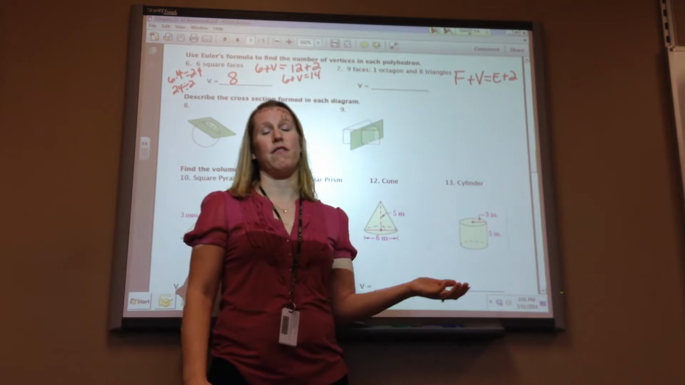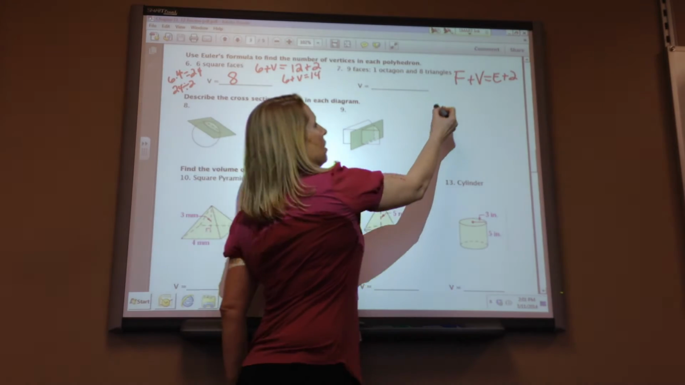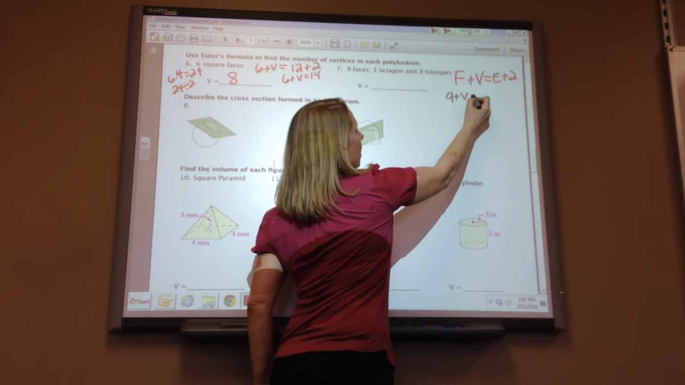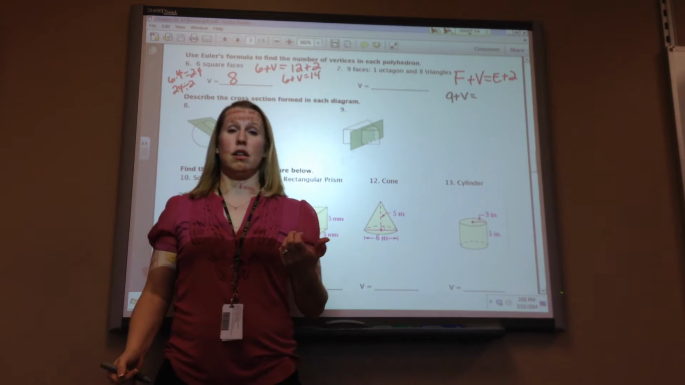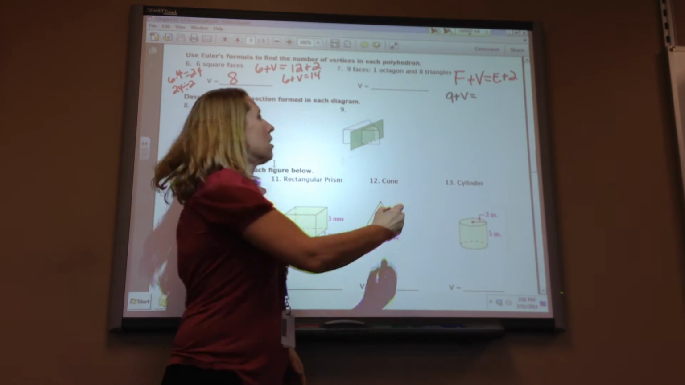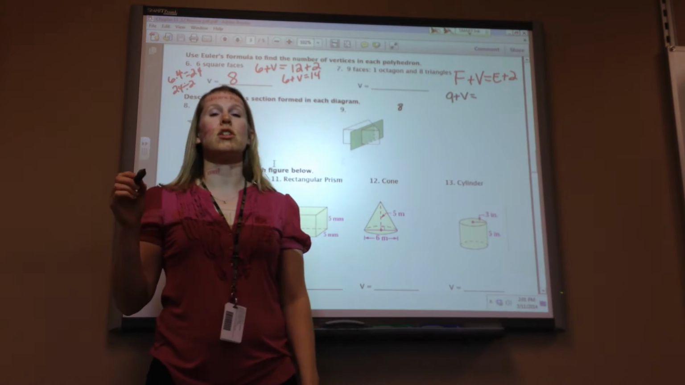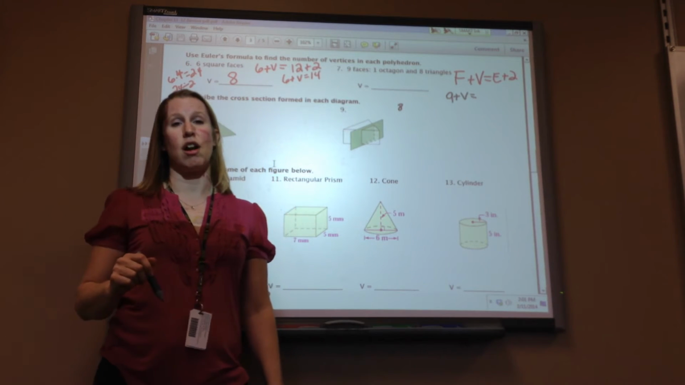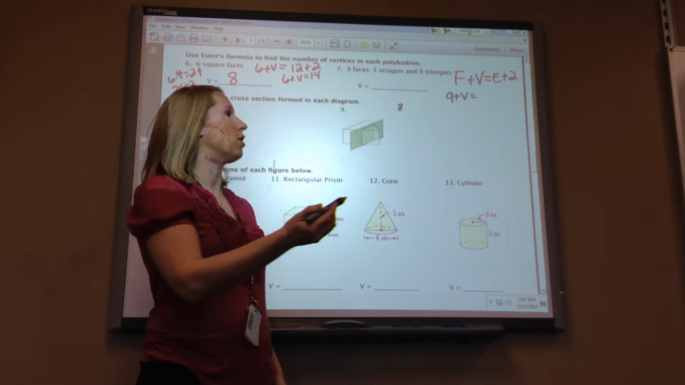Same formula. I have to figure out the edges again. So I've got 9 total faces. So 9 plus v equals, I've got to figure out the edges. So if I have one octagon, how many sides is an octagon? I hope you said 8. There are 8 triangles. So how many sides is a triangle? There are 3 sides to a triangle, and there's 8 of those. So that would be 24.